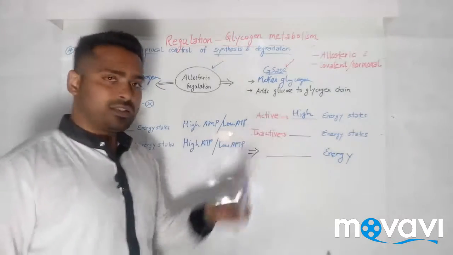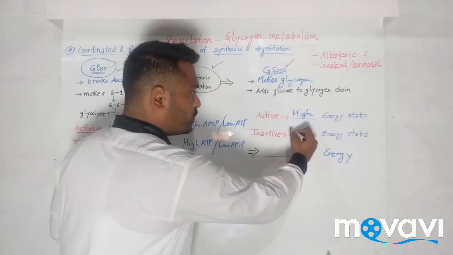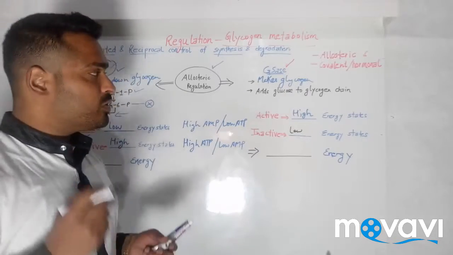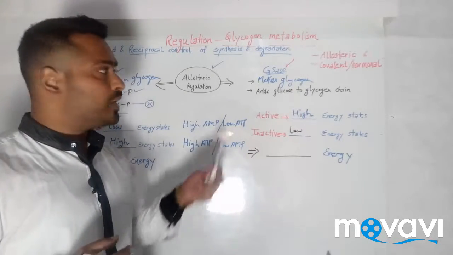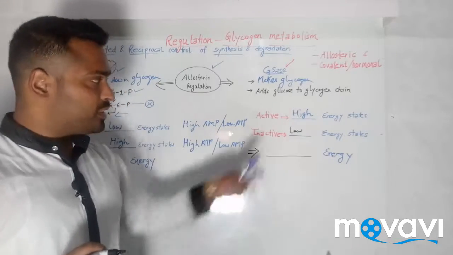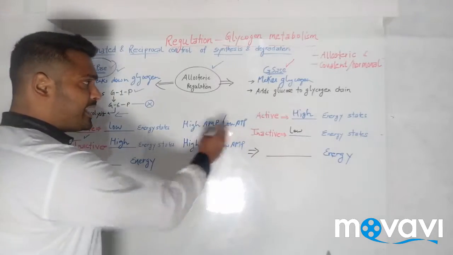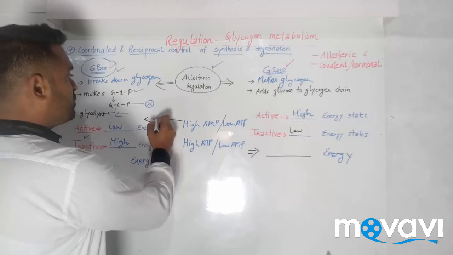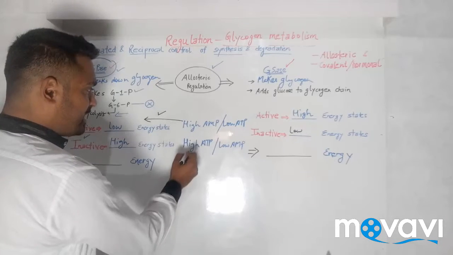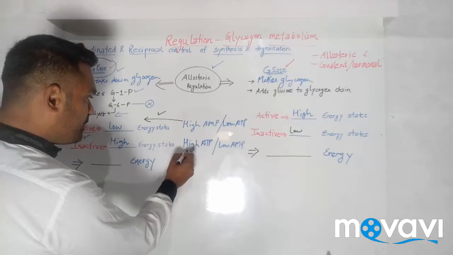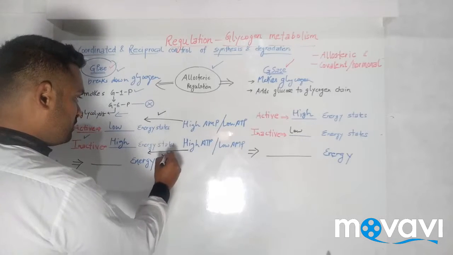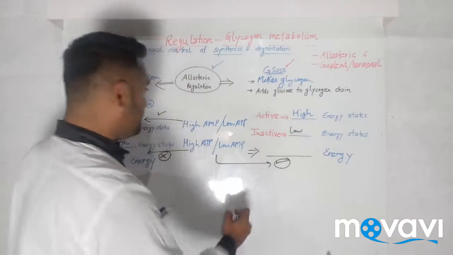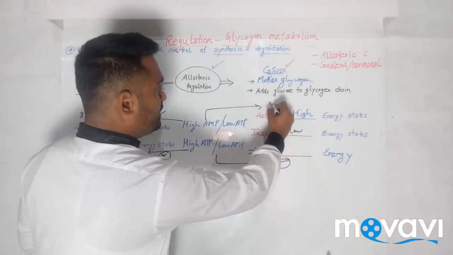And in this case, this is inactive during low energy states. Why so? Because there is no energy available. Why would we want to convert glucose to glycogen when there is no glucose? So this is inactive. So we can say high AMP and low ATP is stimulating this enzyme, and high ATP and low AMP is deactivating the enzyme. In this case it is opposite, activating, and here it is deactivating.